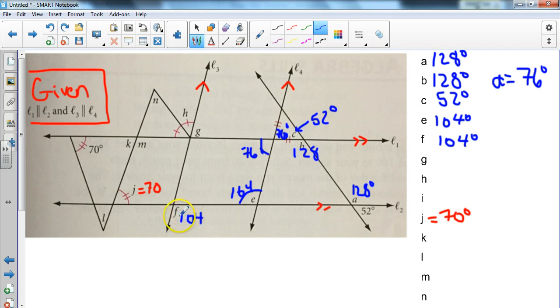And let's think about this. So this angle F and this angle right here are a linear pair. Therefore, this angle must be 76 degrees, right? And this angle now and G, aren't they corresponding angles? If we think about two parallel lines cut by this transversal, right? They're corresponding, so G must be 76 also, which is supplementary to F. So G is 76 degrees.